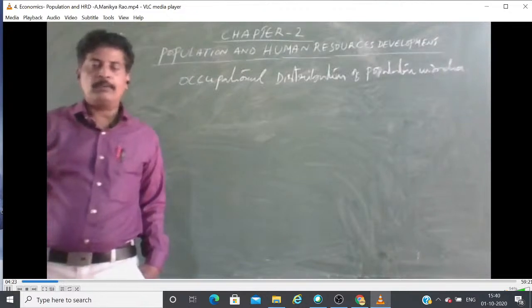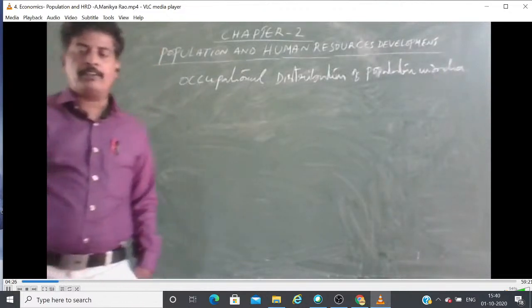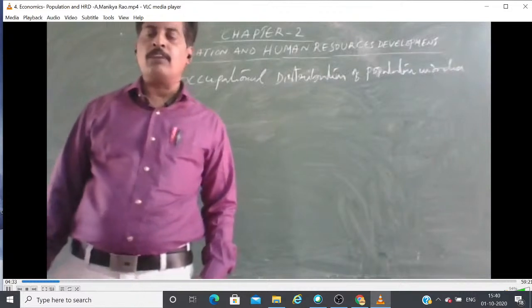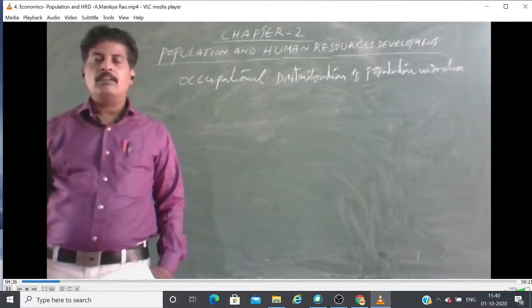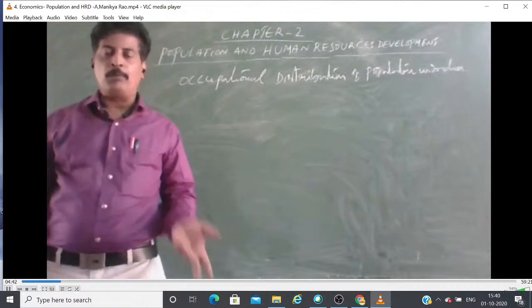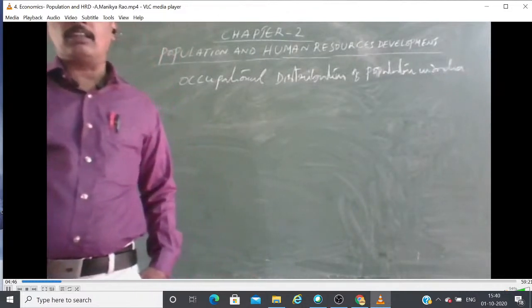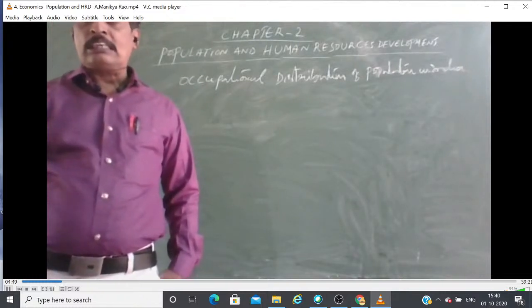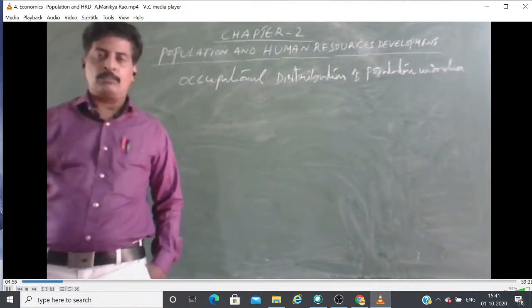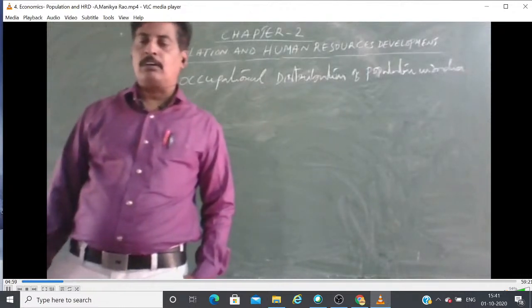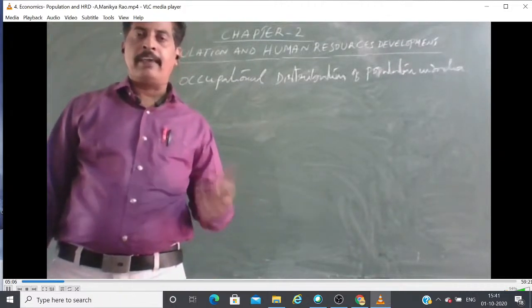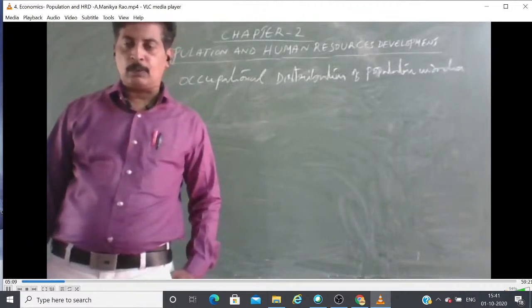But here our topic is occupational distribution of population in India. Occupational structure of a country refers to the distribution or division of population. In other words, occupational structure indicates the distribution as well as absorption of people engaged in different occupations or works.